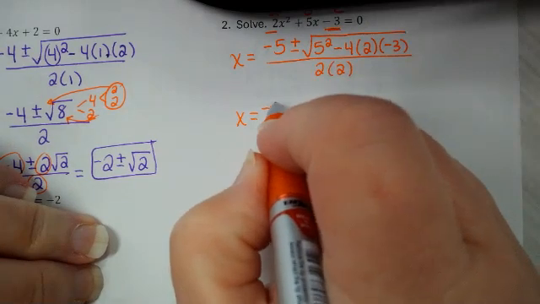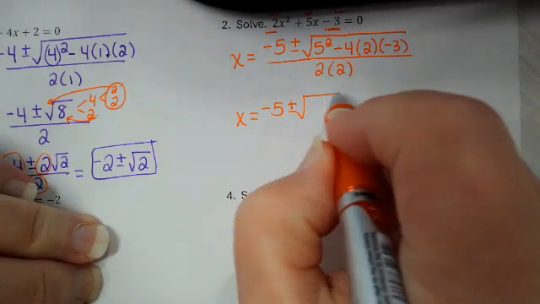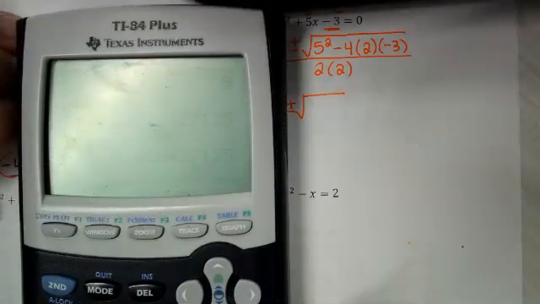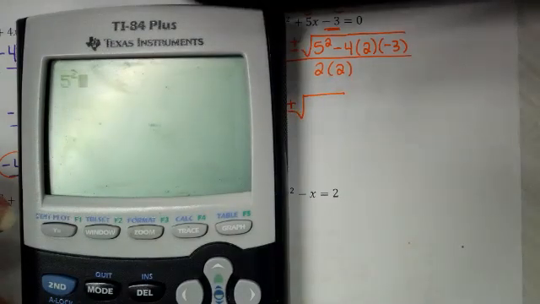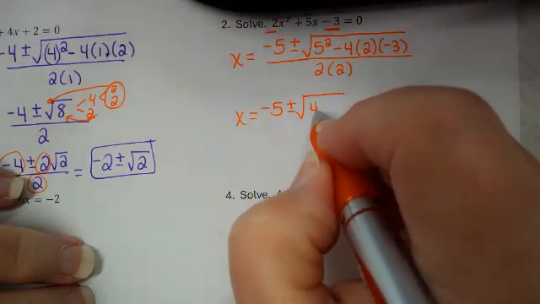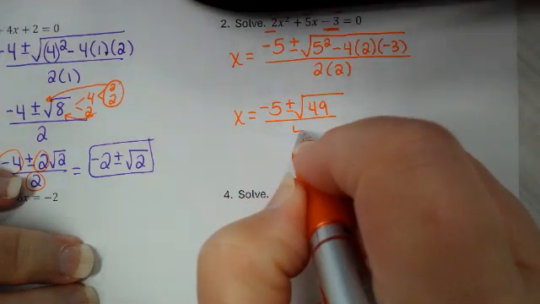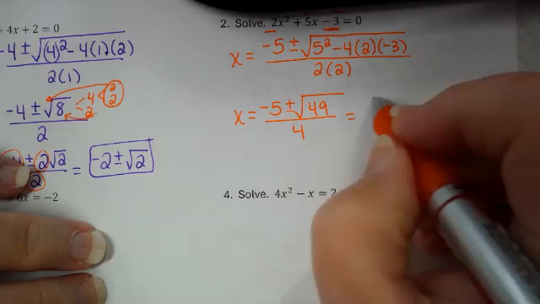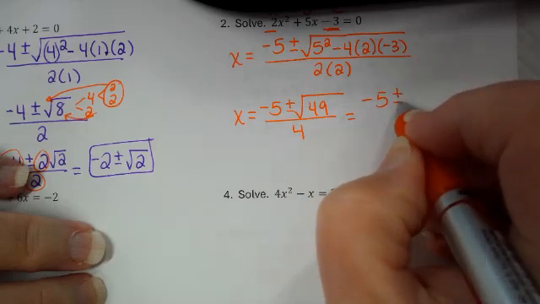I'm going to put everything under the square root in my calculator, not the square root, just what's under it. So that's 5 squared minus 4 times 2 times -3. And that's going to give me the square root of 49. Ooh, I think I know the square root of 49. So the square root of 49 happens to be 7.